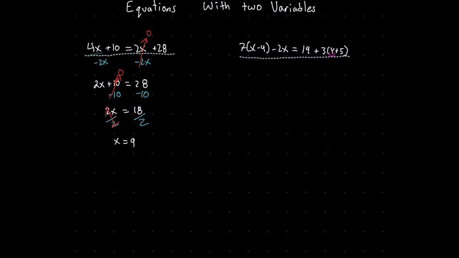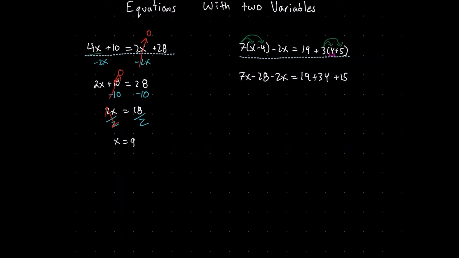So the first step I'm going to do is expand out all these parenthesis expressions I have. I'm going to start by coming here and going, all right, 7 times x and 7 times negative 4. And I'm going to rewrite that as 7x minus 28. I'm going to come here and it's going to be 3 times y plus 3 times 5, which is 15. And I'm just going to rewrite this whole expression. So we get 7x minus 28 minus 2x equals 19 plus 3y plus 15.